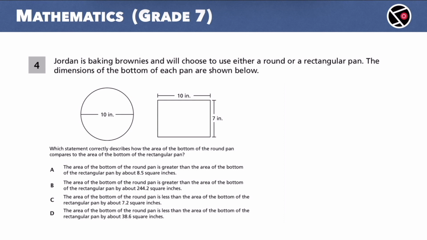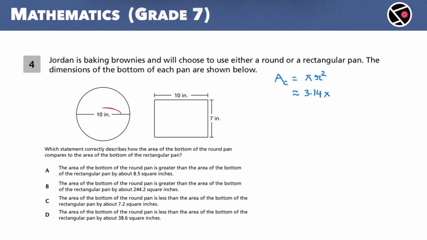Problem number 4. Jordan is baking brownies and will choose to use either a round or a rectangular pan. The dimensions of the bottom of each pan are shown below. Which statement correctly describes how the area of the bottom of the round pan compares to the area of the bottom of the rectangular pan? Area of the circular pan will be pi r square. So pi is approximately 3.14. The radius of this pan will be half of the diameter.